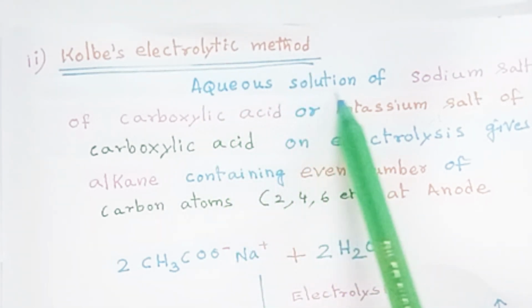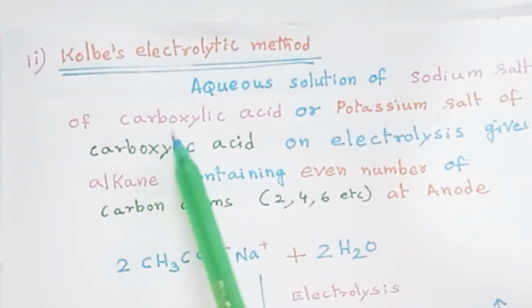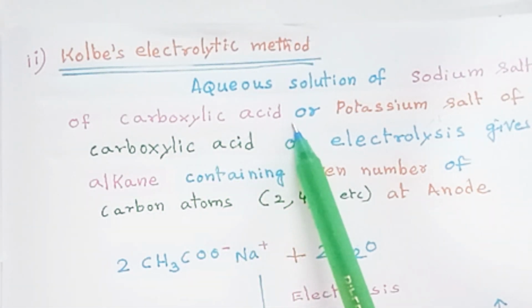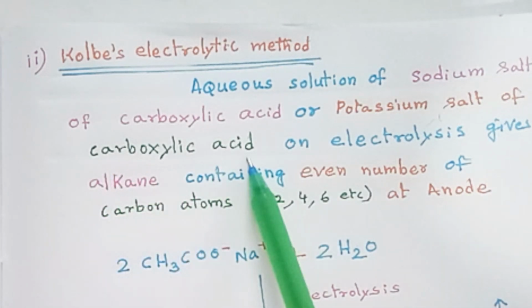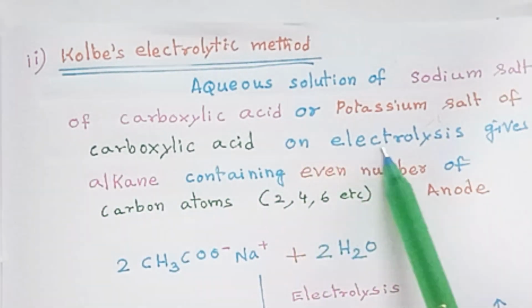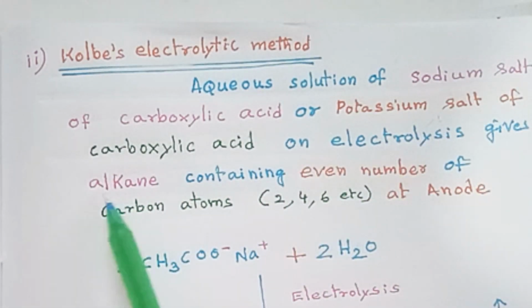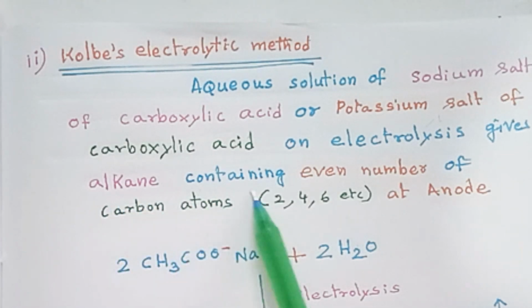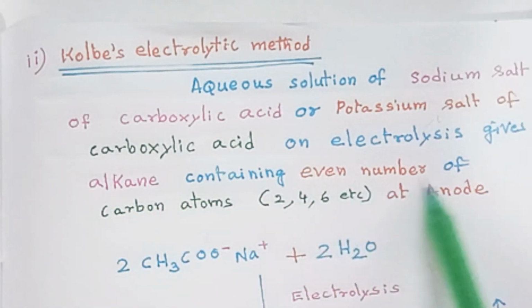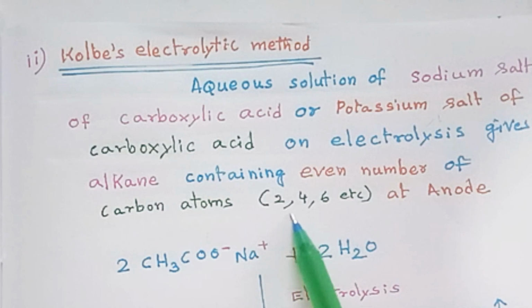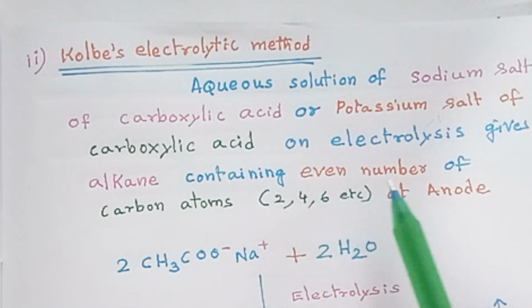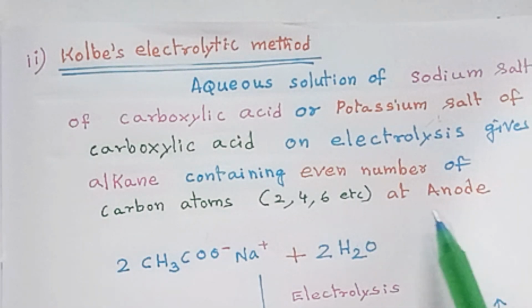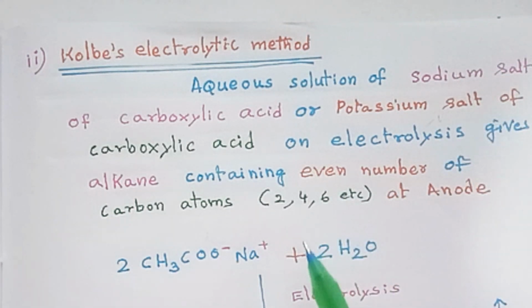An aqueous solution of sodium salt of carboxylic acid or potassium salt of carboxylic acid on electrolysis gives an alkane containing an even number of carbon atoms. Even number means 2, 4, 6, 8, etc. at the anode.